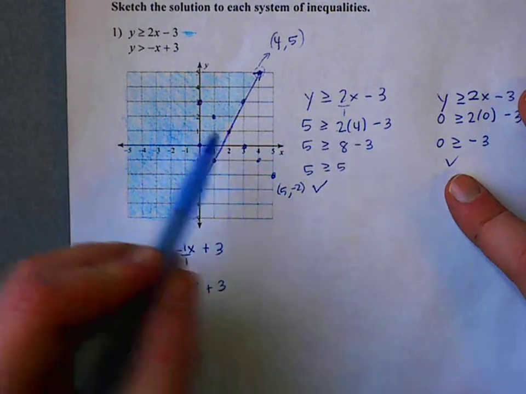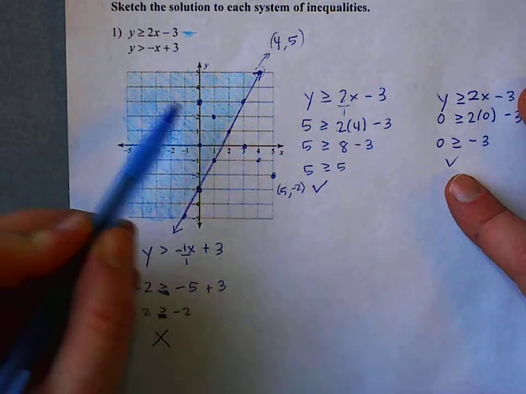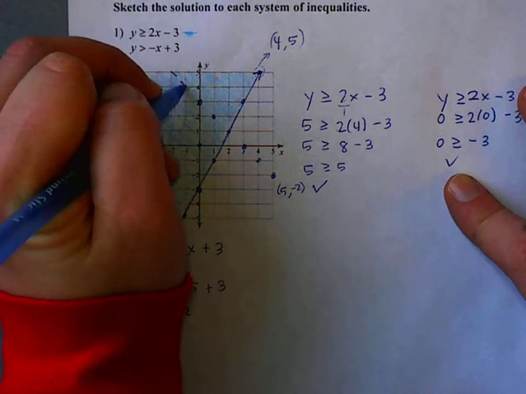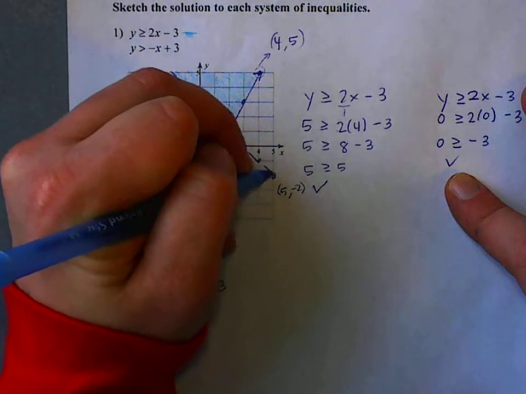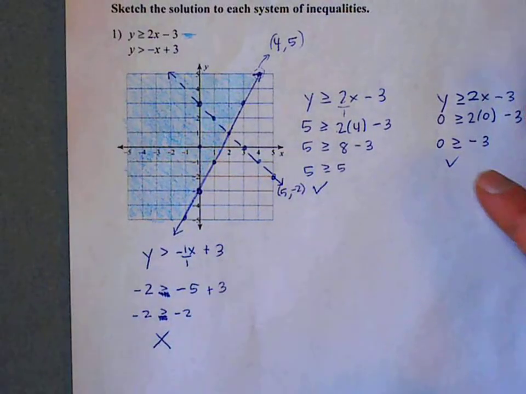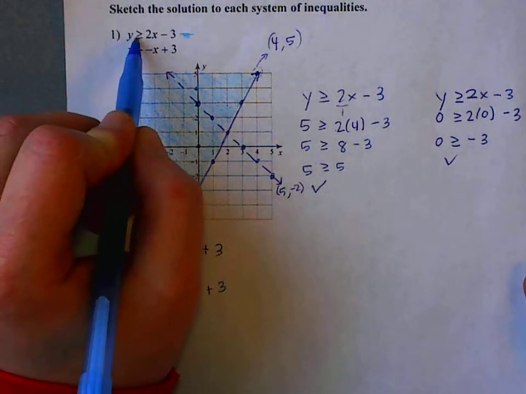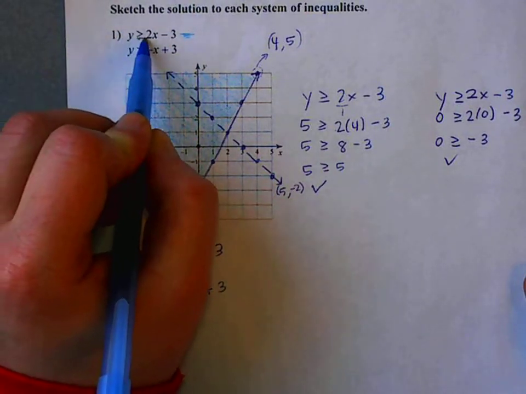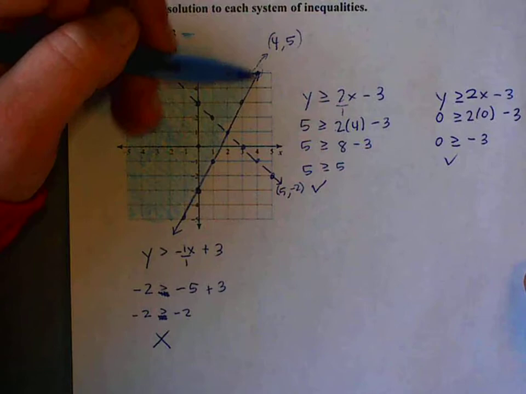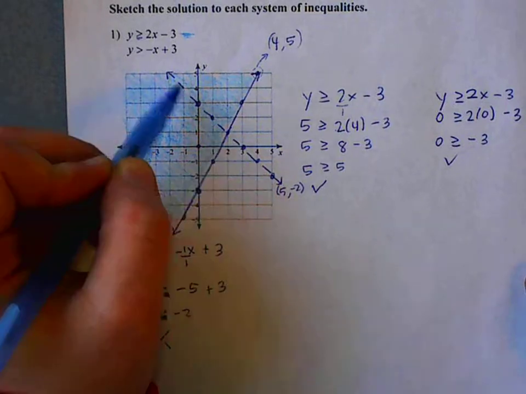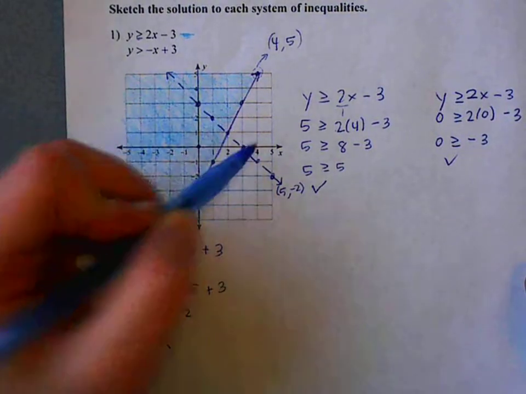So because this point didn't work, none of these points will make it work. So I can't color it in solid, so I'm just going to make it a dotted line. That shows me that none of those points on the line actually make it true. If you want a little summary, this is just a reminder: if your line has an equal to sign, you can color it in solid because it's equal to the line. If it does not have an equal to sign, then don't color it in solid, make it dotted.